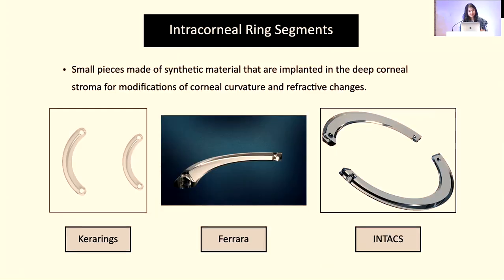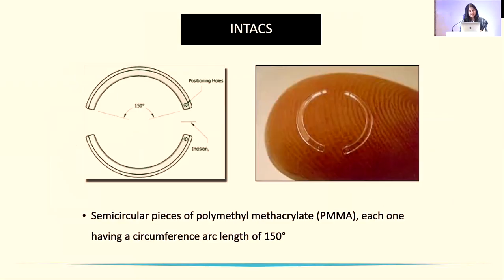Now, intracorneal ring segments are of 3 types. One is Keraring, then you have Ferrara rings, and then you have Intacs. For all practical purposes, we'll be talking about Intacs henceforth. In Intacs, there are semicircular pieces of PMMA, which are around 150 degrees of arc length, and they are seen as in the image. You can either place a single ring or a double ring based on the corneal topography.